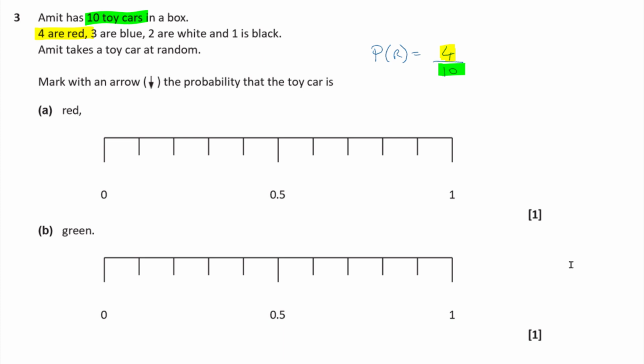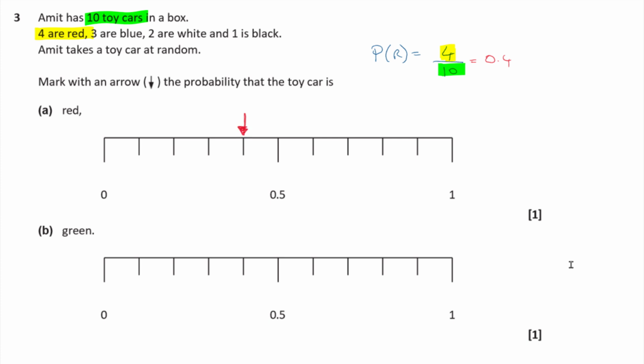Now on this scale, I've got a scale running between 0 and 1. There are 10 divisions, I think. 1, 2, 3, 4, 5, 6, 7, 8, 9, 10. Yes, there are 10 divisions, so each one of those is worth 0.1. Now 4 tenths is 0.4, so 0.1, 0.2, 0.3, 0.4. It's going to be there, isn't it? So my arrow should go here.